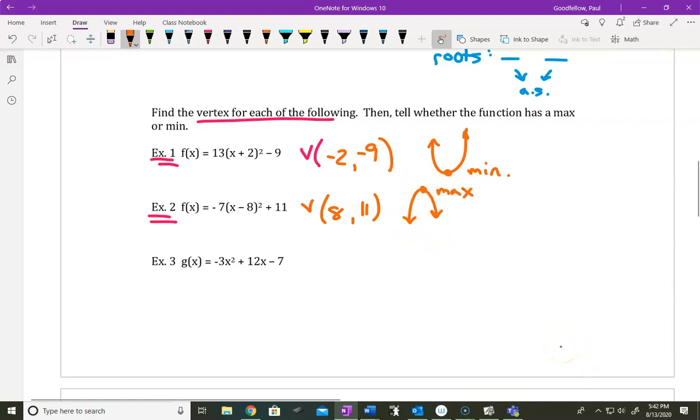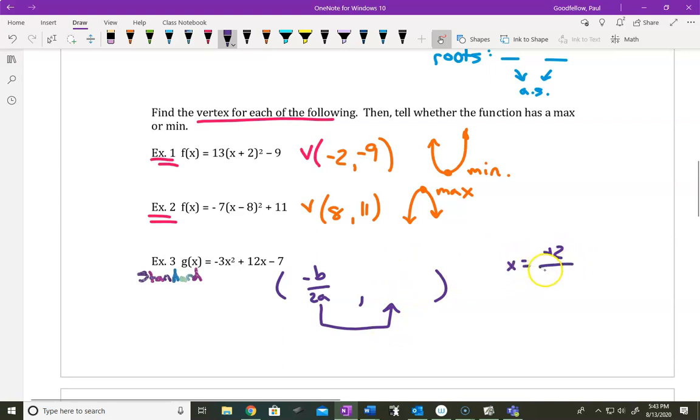Now, what you're going to find out is you're going to run into issues as soon as we get to standard form. This is in standard. And as soon as we get to standard form, it doesn't work as nicely to find the vertex. What you can do is find the x-coordinate by using negative b over 2a, and then a little plug and chug will help you figure out what the y is going to turn out to be in the end.